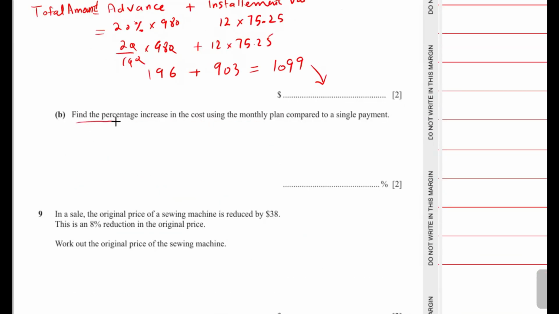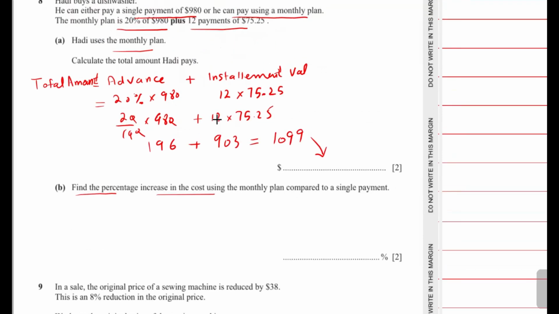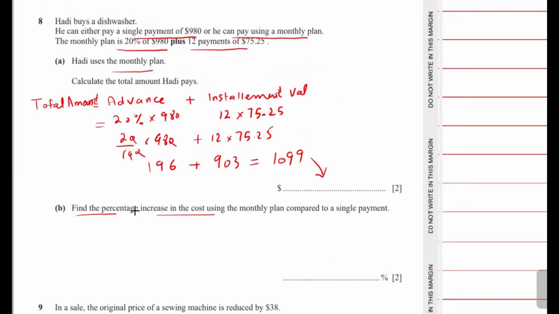Part B, find the percentage increase in the cost using monthly plan compared to single payment. Look here, the increase value here is... 1099. This is the monthly plan value, and the single payment value is 980. We take the difference, and this value is equal to 119. This is the increase value.